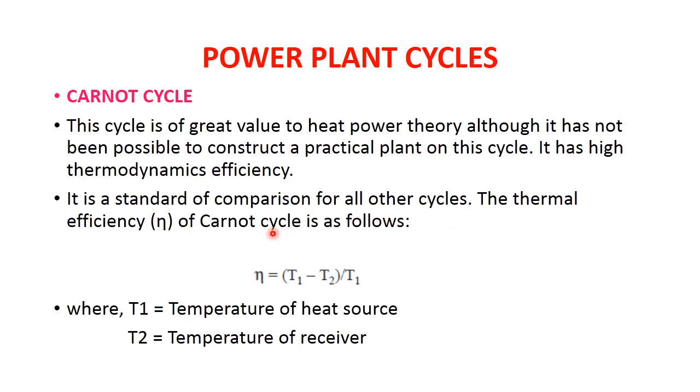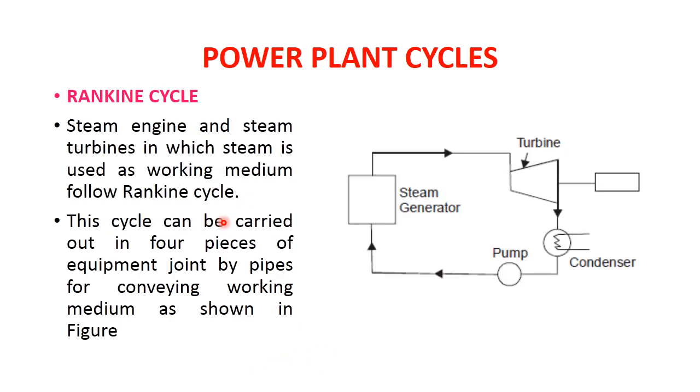The thermal efficiency for the Carnot cycle is as follows. The efficiency, η, is equal to (T1 minus T2) divided by T1, where T1 is the temperature of the heat source and T2 is the temperature of the receiver. Going to the next slide now.